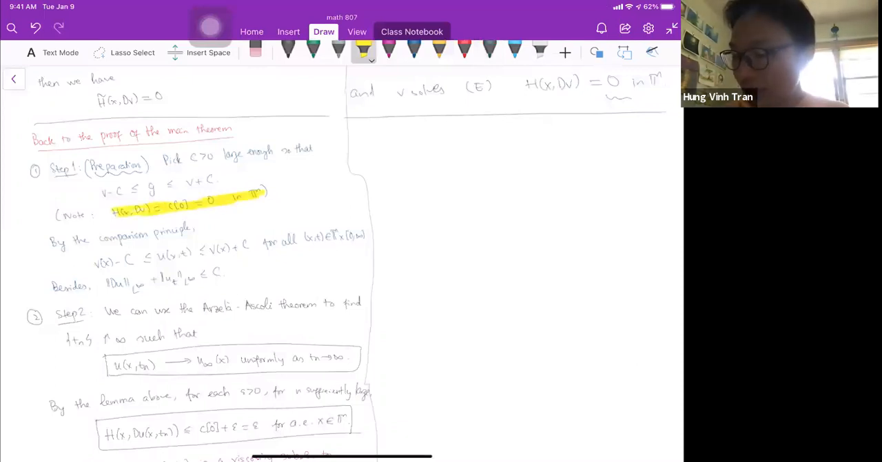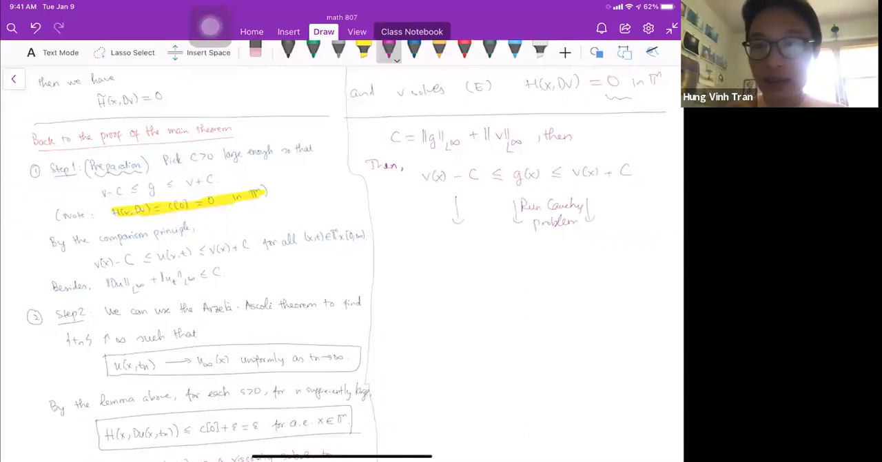And then you take C large, you can take C to be the L infinity norm of g, where g is the initial data to the Cauchy problem, plus the L infinity norm of v, if you want. Then by subtracting a constant, v minus C is less than or equal to g(x), which is less than or equal to v(x) plus C, right? Now you run the Cauchy problem. By the comparison principle, you have that the inequalities are being preserved, right?